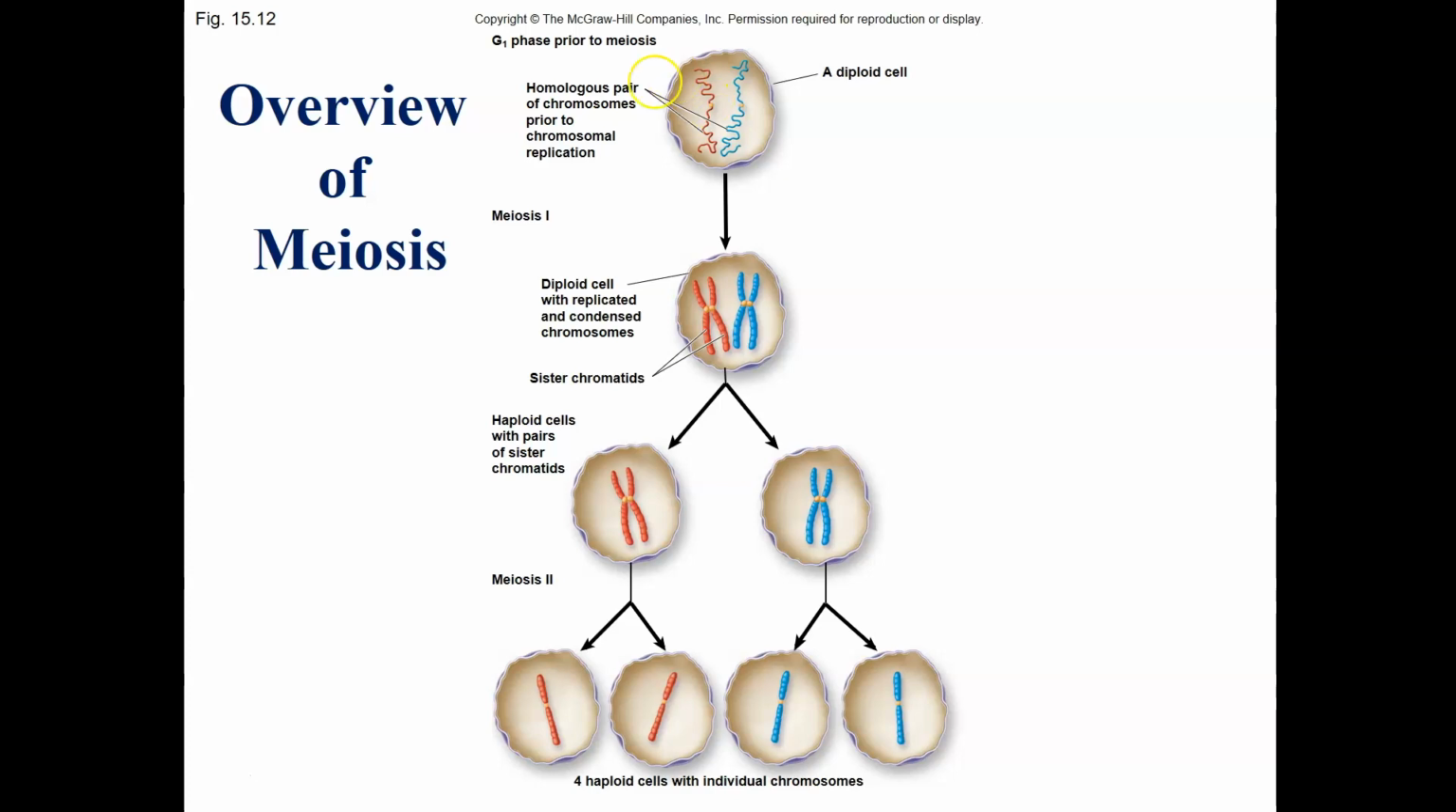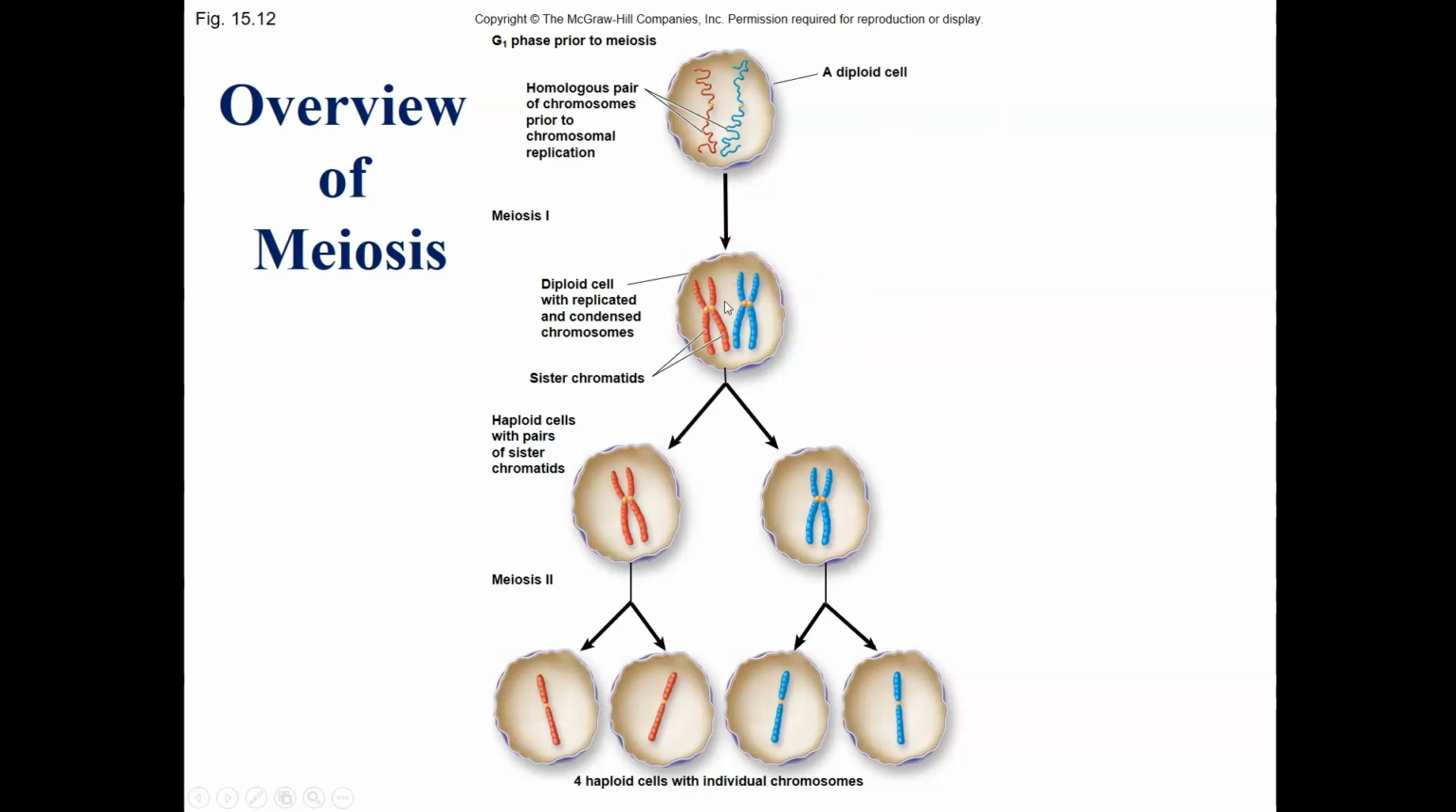So once a cell is going to enter into the cell cycle, it's going to go through G1, S, and G2, just like we talked about the cell cycle previously. And you know that after the synthesis phase, we are going to replicate all the DNA in the chromosomes. So it's going to look more like this. So this is a cell that has now gone all the way through G2 and now is going to enter into meiosis.